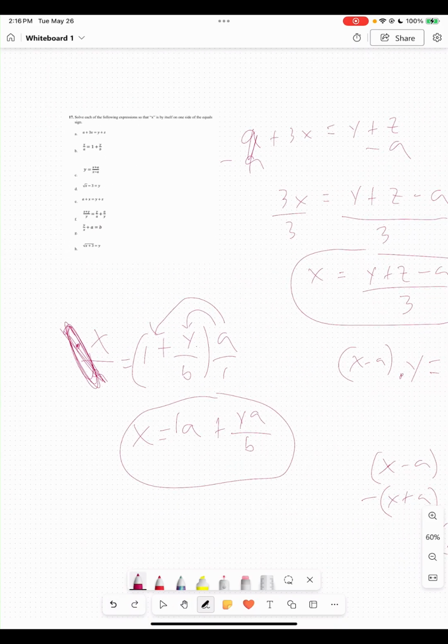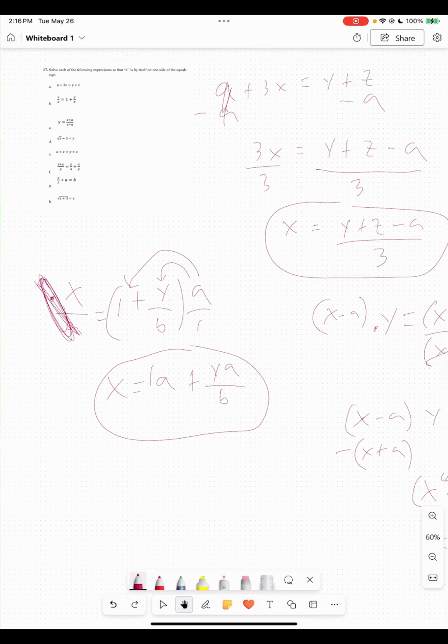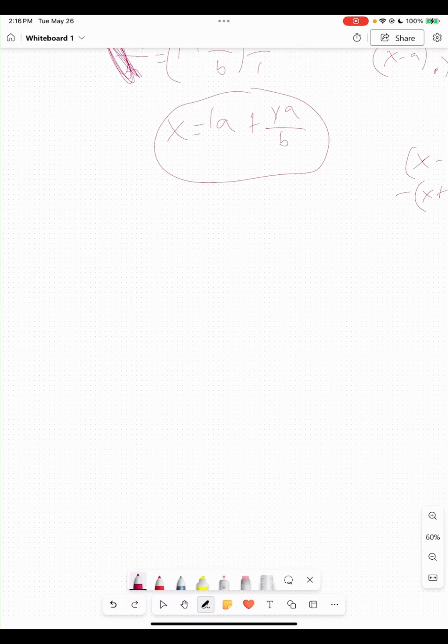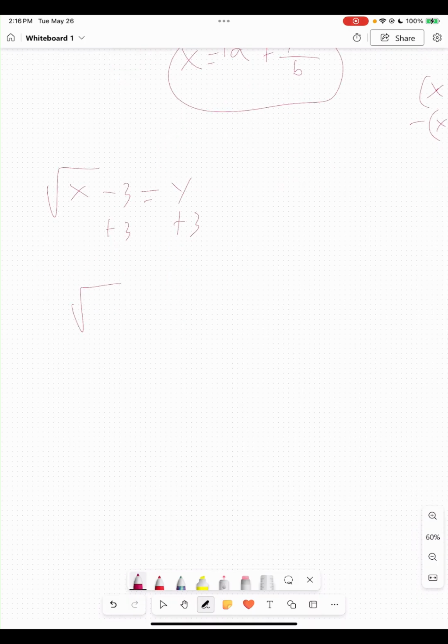Okay, question 4 is square root of x minus 3 equals y. This one's a lot easier than the last one. Okay, so I want this x by itself. I'm going to get this x by itself by adding 3 to the other side first. I get square root of x equals y plus 3, like so. And then, of course, if I want to get rid of a square root sign, I'm going to square both sides, excuse me. So square that, square this, x equals (y plus 3) squared.